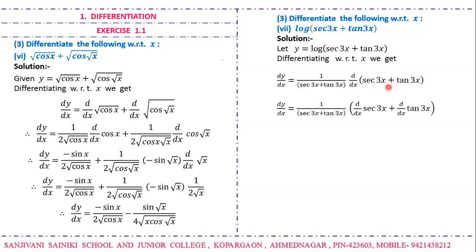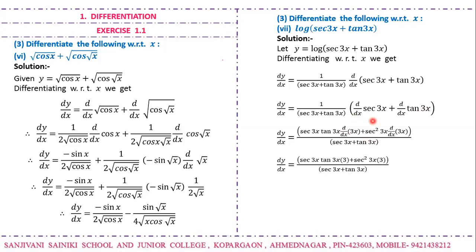Now there is addition of two functions. So d by dx of the first function plus d by dx of the second function. What is the derivative of sec 3x? Its derivative is sec 3x into tan 3x into d by dx of 3x, because I am using the formula d by dx of sec f of x is sec f of x into tan f of x into f dash of x. F dash of x means d by dx of this 3x. Similarly, d by dx of tan 3x, what is the derivative of tan? It is sec square. So sec square 3x into f dash of x, meaning d by dx of 3x.